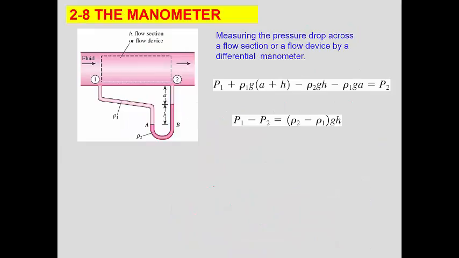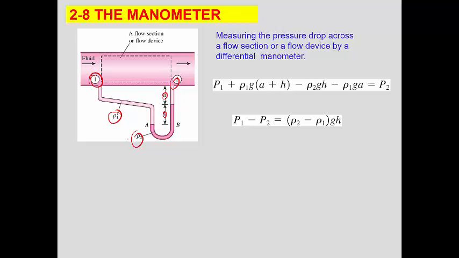The manometer is also used to measure pressures across a flow section. So in this case, from point 1 to point 2, what you have is differences in elevation. You have A and H. You look for those differences, and then you have, in this case, liquid 1 and liquid 2, for which we usually use mercury.